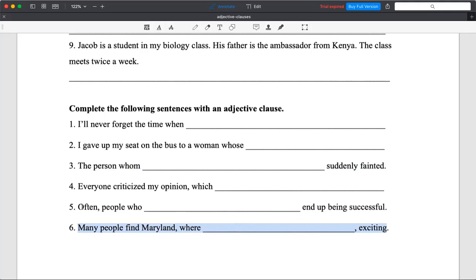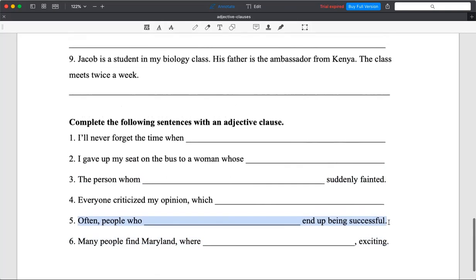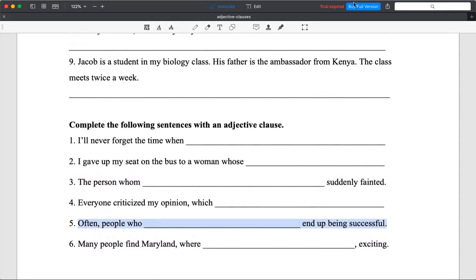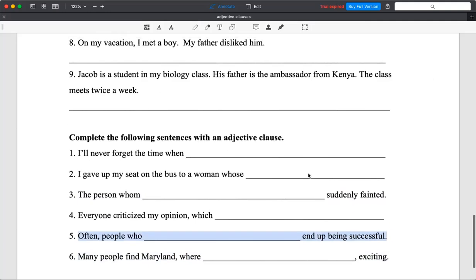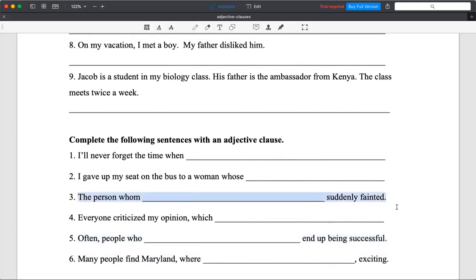Thank you, Howleen. Number 5. Often people who are serious about their education end up being successful. Very good. That is a good sentence. All right, so very good. Fiona, number 3 again. Thank you for the hard work. The person, I gave up my seat. I gave up my seat to a woman.